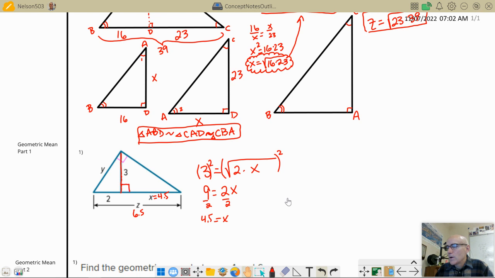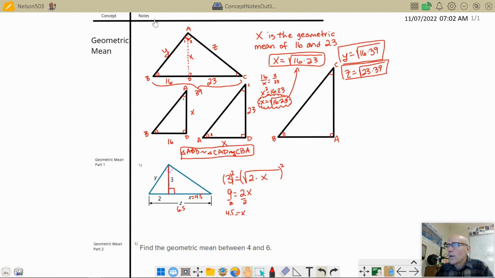We said right up here that y is the geometric mean of 16 times 39. And I've got, well, the y is in the same exact spot that our y was in our notes. So we could say y is the geometric mean. So that means y equals the square root of 2 times 6.5. 2 times 6.5. All right.